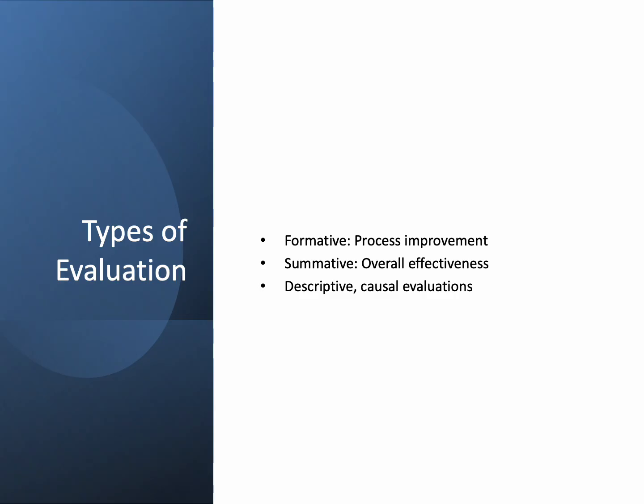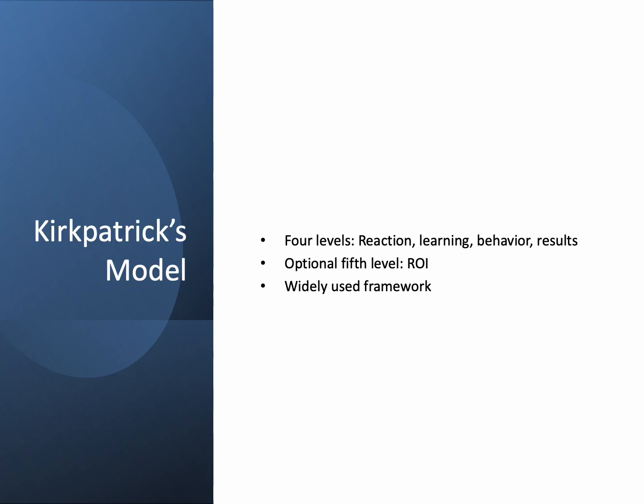In industries like education or manufacturing, these types ensure training is refined and effective, aligning with organizational goals and performance needs. Kirkpatrick's evaluation model includes 4 levels: reaction, trainee satisfaction, learning, knowledge gained, behavior, skill application, and results, organizational impact. Some include a 5th level, return on investment, ROI. For example, evaluating a sales training might assess customer satisfaction improvements. As we discuss this, consider Kirkpatrick's model in your industry.